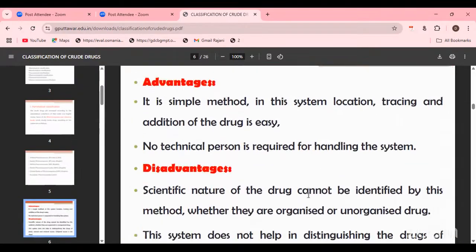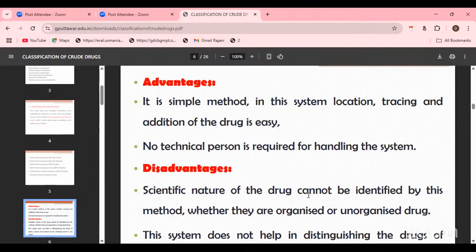What are the benefits? What types of advantages and disadvantages are there in this classification? Advantage: it is a simple method. In this system, location, tracing, and addition of the drug is easy. The advantage is that it is very simple. This method is a very easy method.